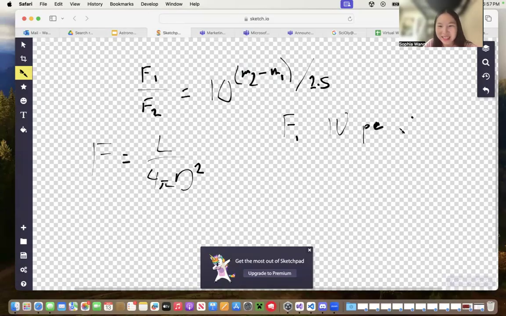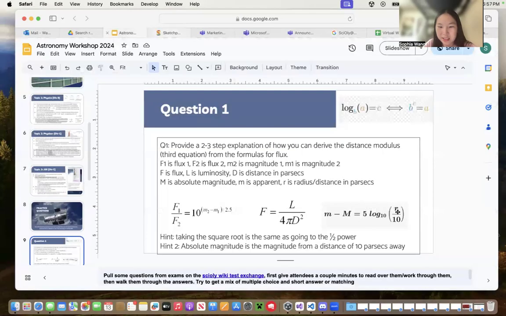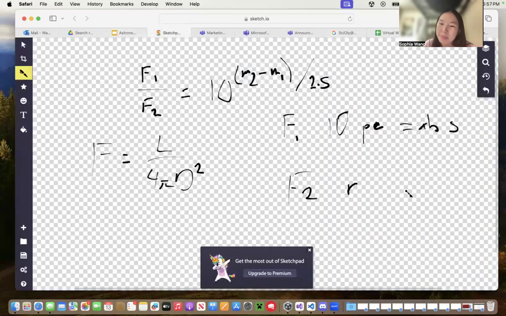PC, that's parsecs away. In other words, absolute magnitude. And F2 is the actual distance, which we're going to just call R because they used R in the distance modulus formula, from R parsecs away, which is the apparent magnitude.